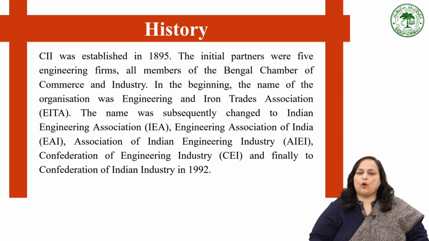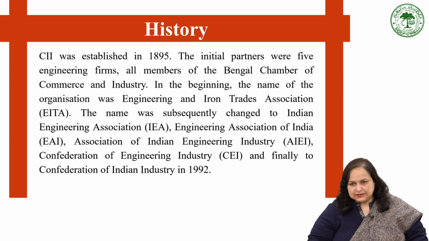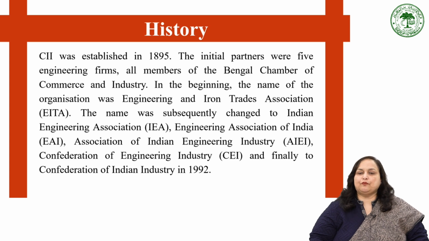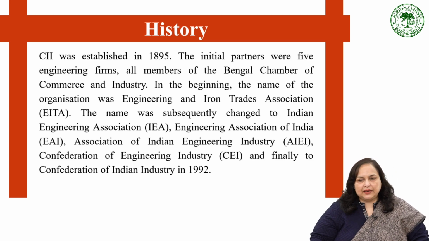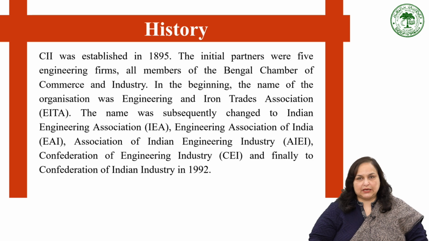EITA was set up with the goal of pressurizing the British government to place government orders for iron and steel and engineering goods with companies based in India. The practice at that time was to place government orders with firms based in the UK. The name was subsequently changed to Indian Engineering Association, that is IEA, Engineering Association of India, that is EAI, Association of Indian Engineering Industry, that is AIEI, Confederation of Engineering Industry, that is CEI, and finally to Confederation of Indian Industry in 1992.